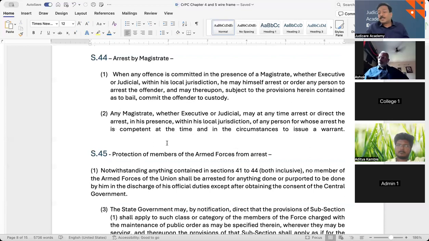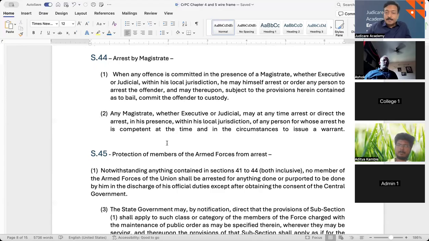So both executive magistrate and the judicial magistrate, we spoke about both of them yesterday. The executive magistrates are magistrates having the primary duty of running the administration. For example, I mentioned yesterday district magistrate, ADM, SDM, or any such special executive magistrate, plus any judicial magistrate which is in the courts. When an offense is committed in presence of a magistrate, either of them, executive or judicial, within his local jurisdiction, the power is within his local jurisdiction, first defined in Section 44(1).